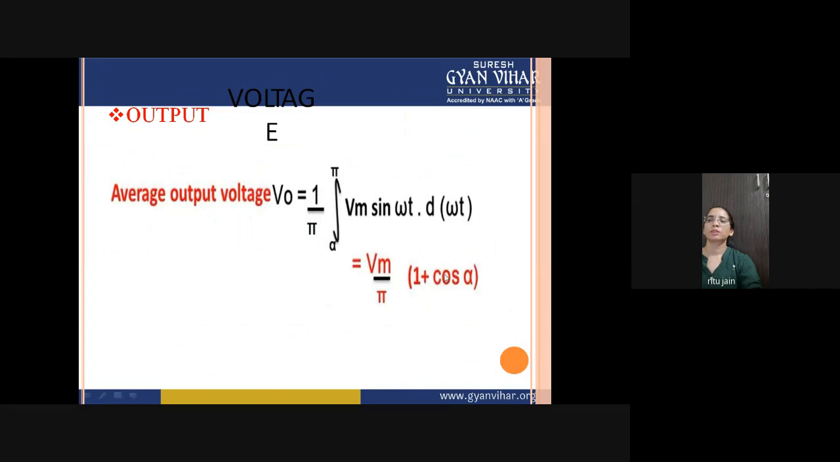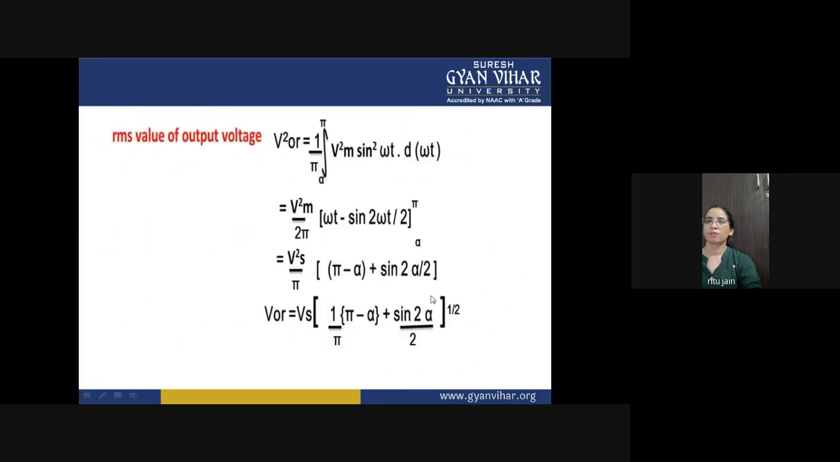So this is a very simple formula, and many numericals asked in your exam depend upon it. So this formula must be learned, and it is very simple. You can easily learn this output voltage formula of the semi converter. So the output voltage of the semi converter is equal to Vm upon pi into 1 plus cos alpha.